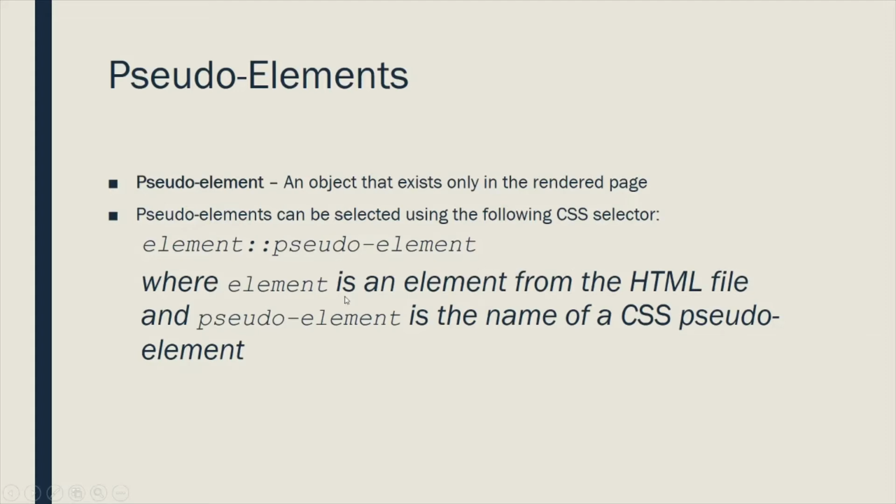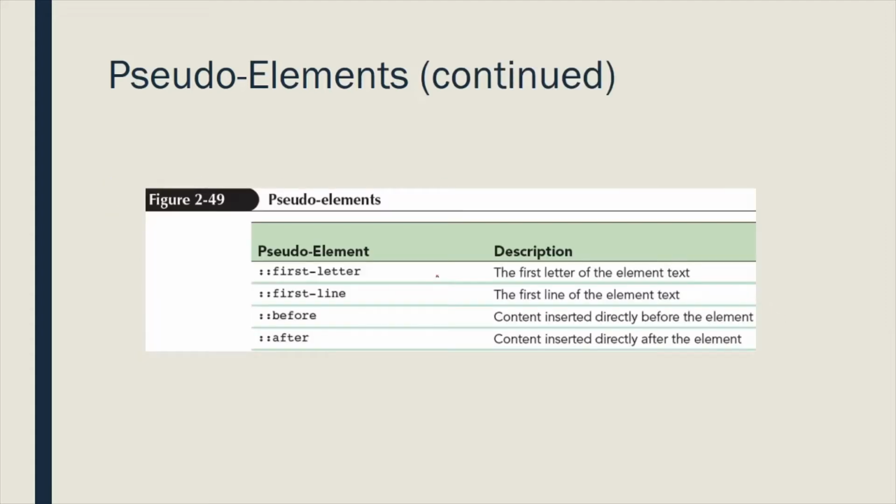Here, the element is an element from the HTML file, and the pseudo element is the name of the CSS pseudo element. And these are the pseudo elements and its description. So we have here the first letter. This is the first letter of the element text. And the first line pseudo element, so this will apply to the first line of the element text.